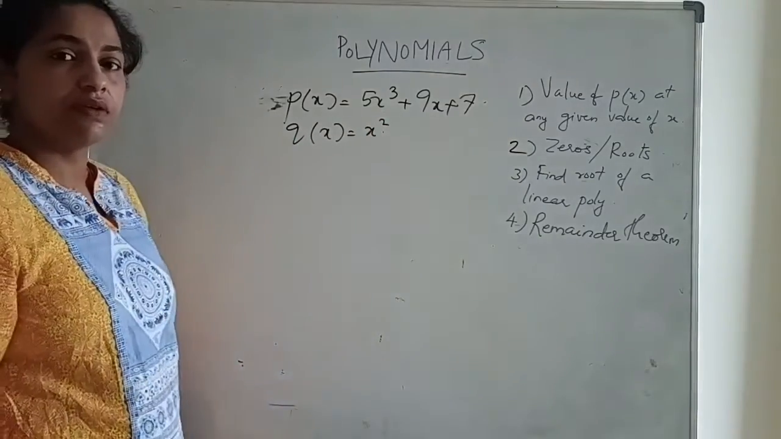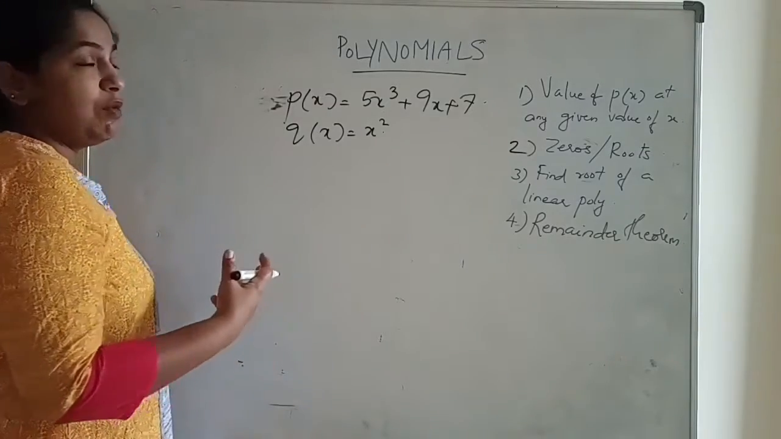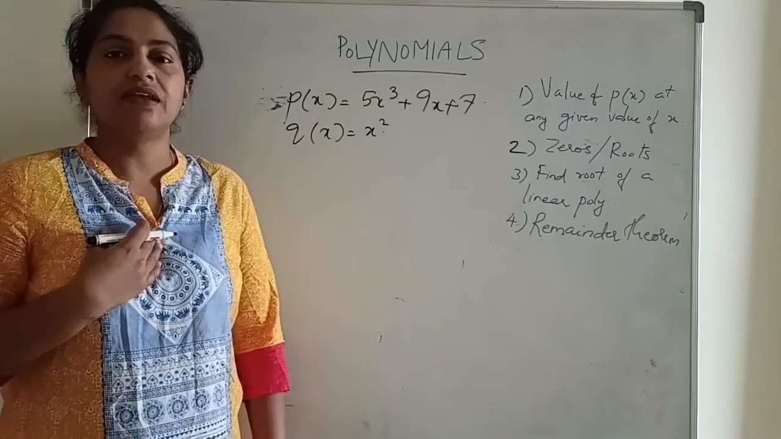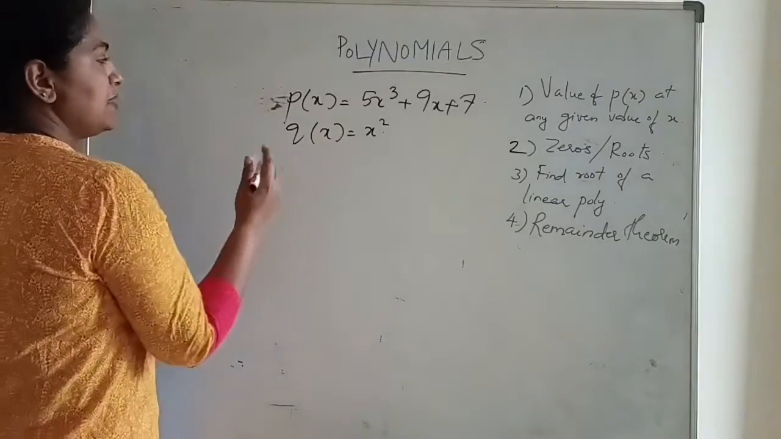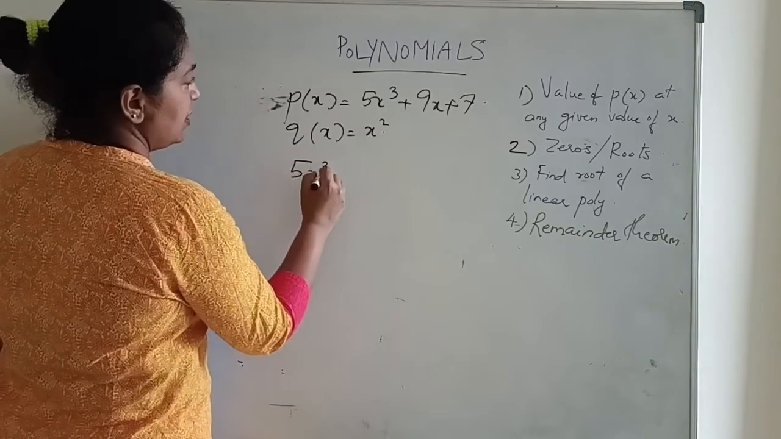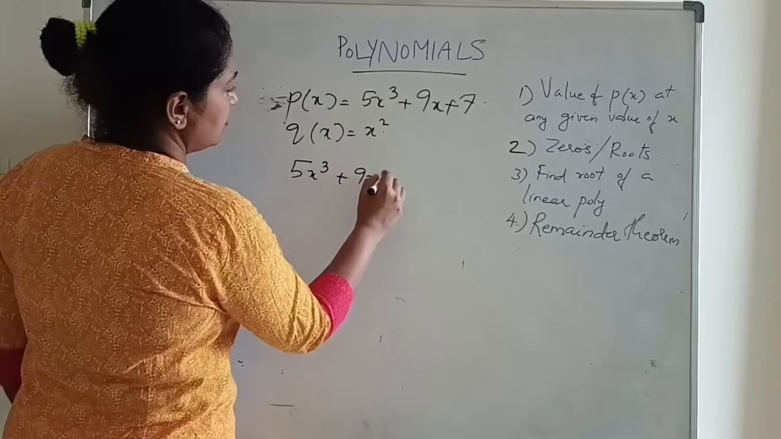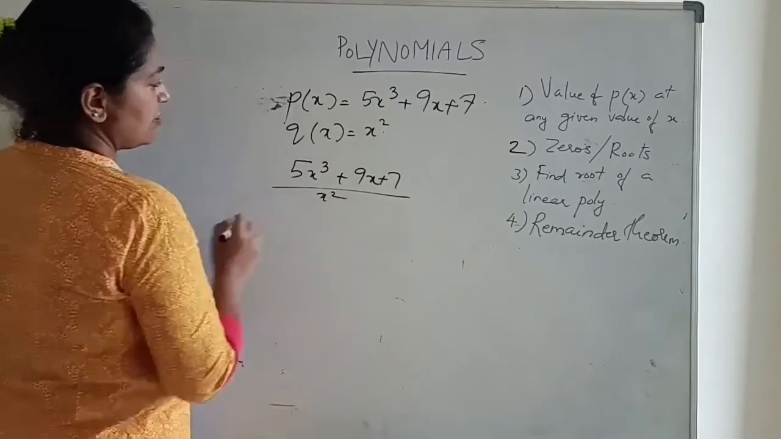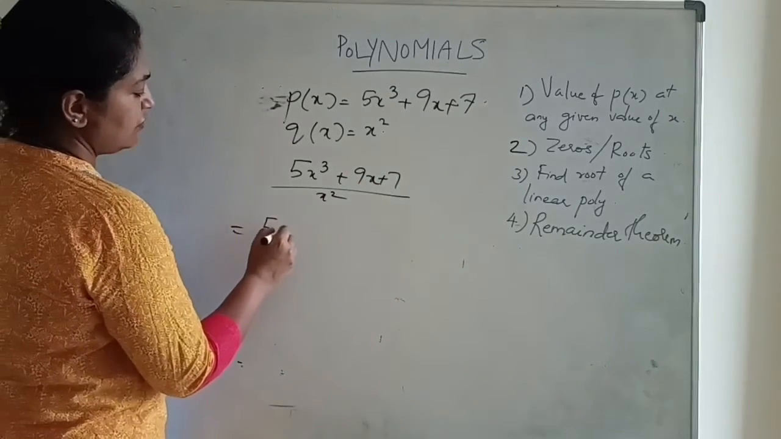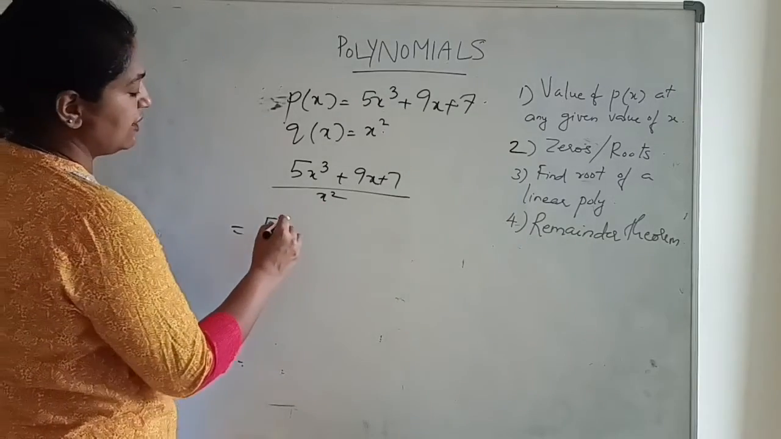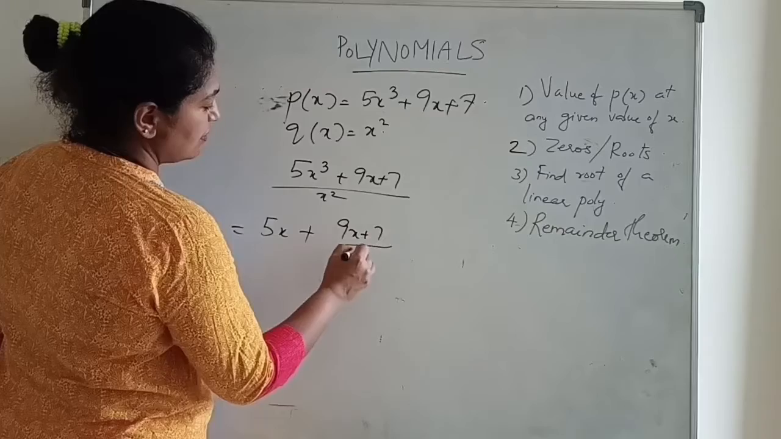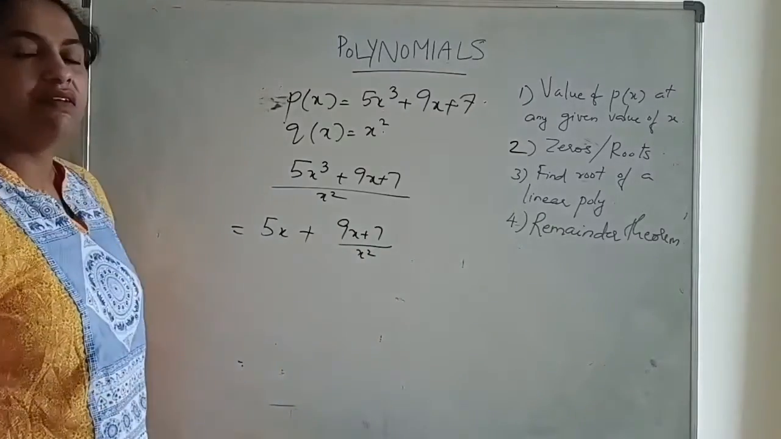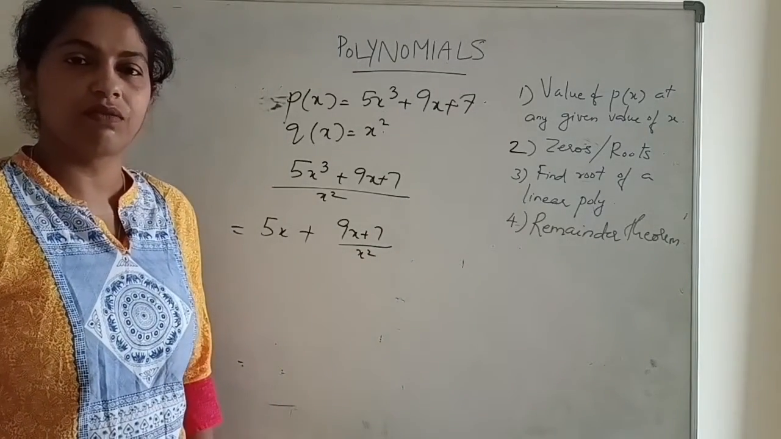And I am taking my divisor as x square. Now again I have a monomial as a divisor, but I can see that it is not a linear divisor, it is a quadratic divisor. Method is the same. Each term has to be divided by x square. What do we get? The first term easily is divisible. I can say it is 5x plus (9x plus 7) by x square. You can see that it is not properly divisible by x square.